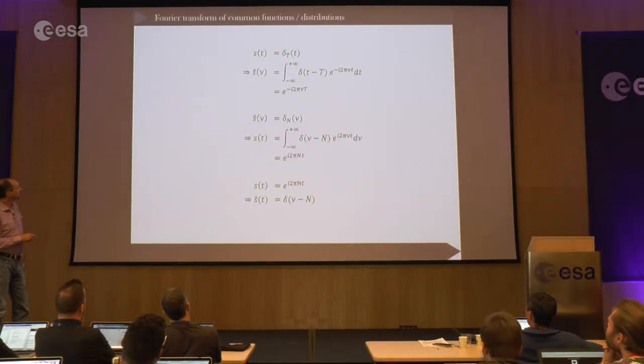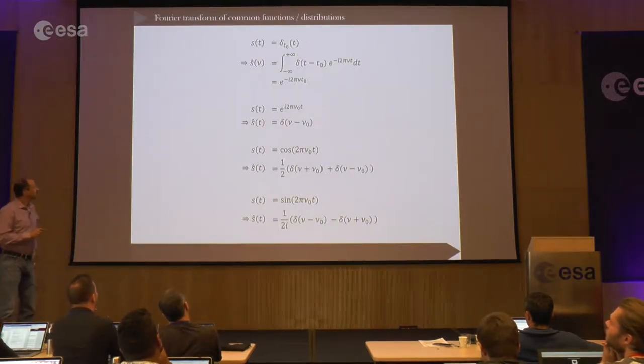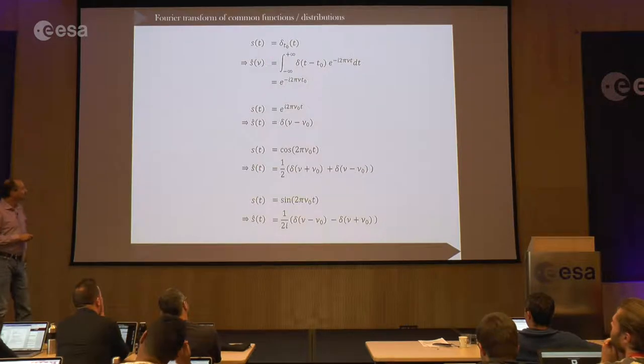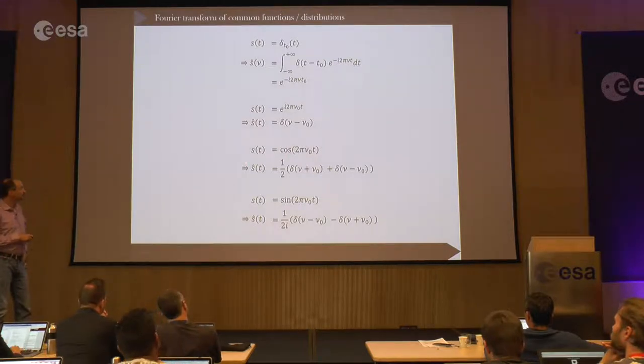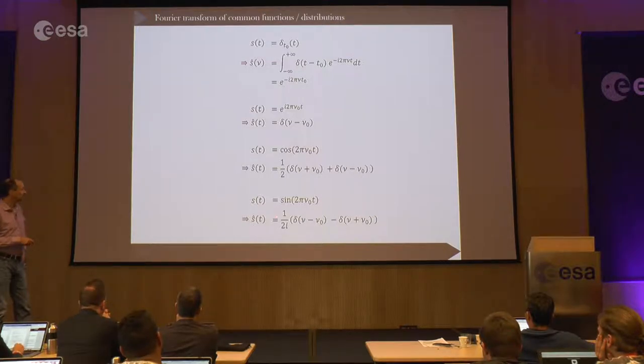So from the properties of the Fourier transform of Dirac delta functions, you can derive the Fourier transform of a pure cosine or a pure sine. If your signal is this cosine, then the Fourier transform of it is the sum of two delta functions, one centered on nu zero, which is the frequency of my cosine, and one centered on minus nu zero. And if your signal is a sine, then the only difference will be a phase, but you will also have an imaginary i here, okay?